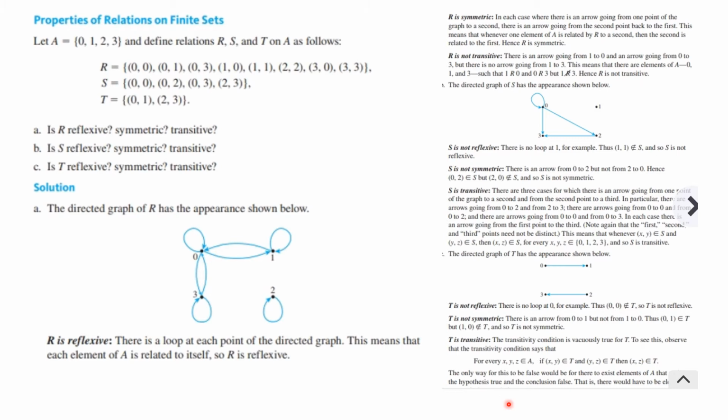The only way for this to be false would be if there exist elements of A where the hypothesis is true and the conclusion is false. That is, there would have to be some of those. There are no such things. So in fact, this is transitive. That's an example of it being vacuously true. We have a false in the if part of the conditional statement.